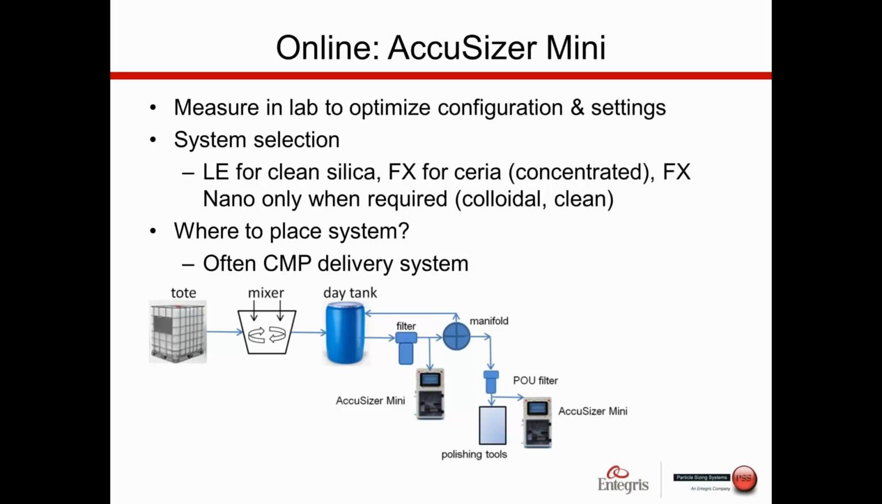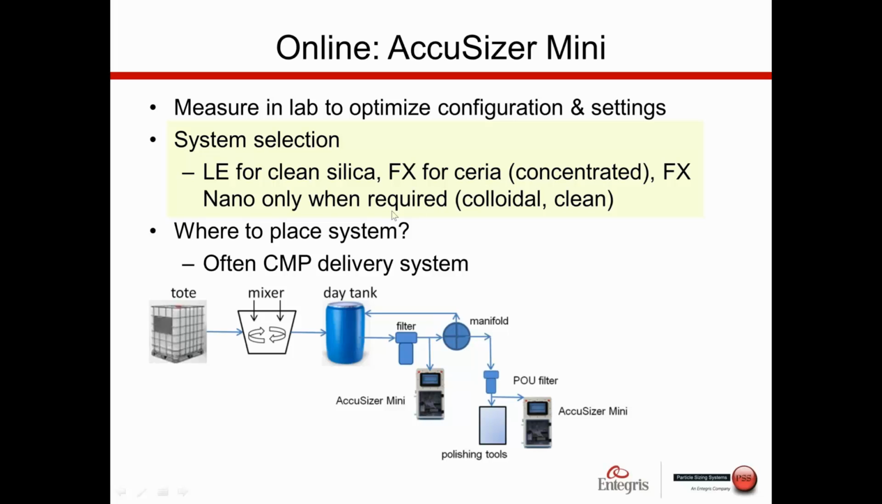So we showed some data collected in the laboratory. Now let's start talking about using this instrument online. What often happens when we start working with samples is we'll measure it in the laboratory, determine the right system, the right sensor, the right fluidics, and then we'll start moving to doing the measurements online. We usually choose something like the LE sensor for fairly clean silica CMP slurries. Ceria slurries are typically at higher concentrations. We might switch to the FX sensor for ceria online measurements.